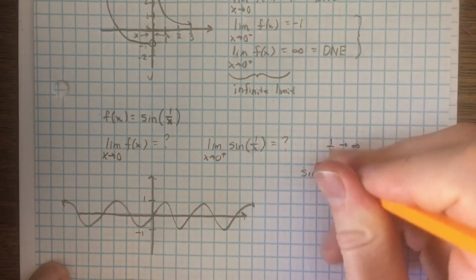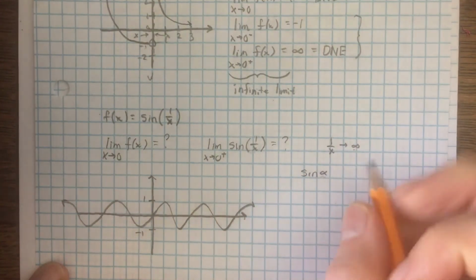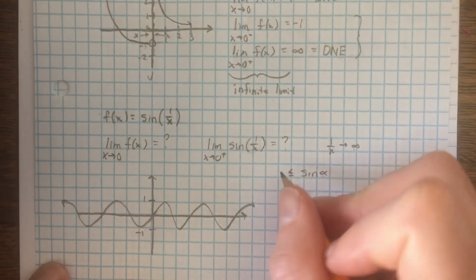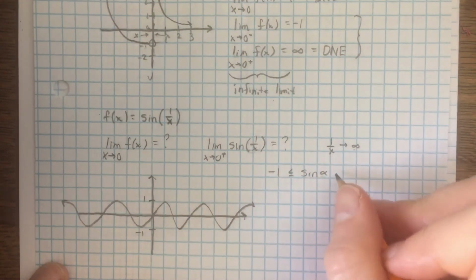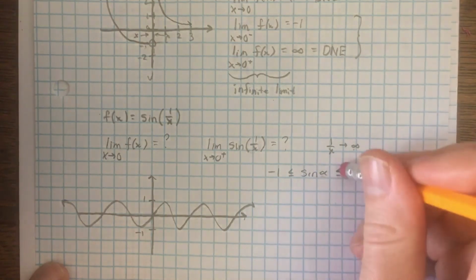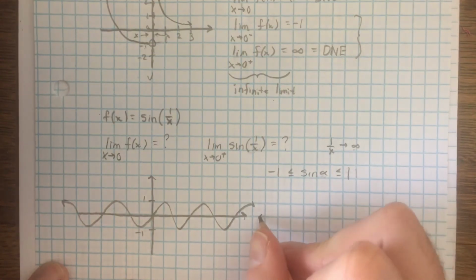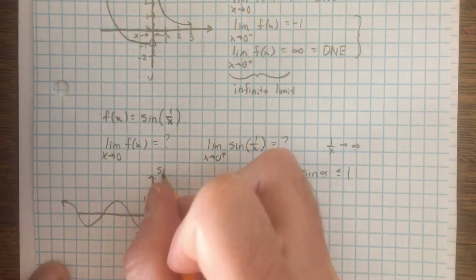Instead of using x here, I'll use a different variable. We already have x over here. I'll use alpha or something maybe. So we know sine of anything is trapped between -1 and 1. That's the range of the sine function. There we go. And so over here is our alpha axis. Here's sine alpha.